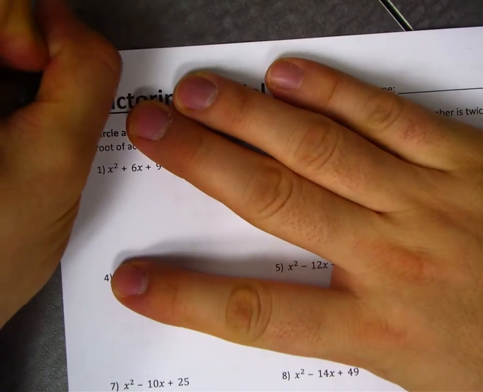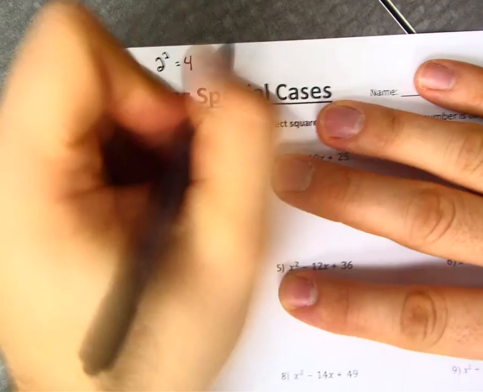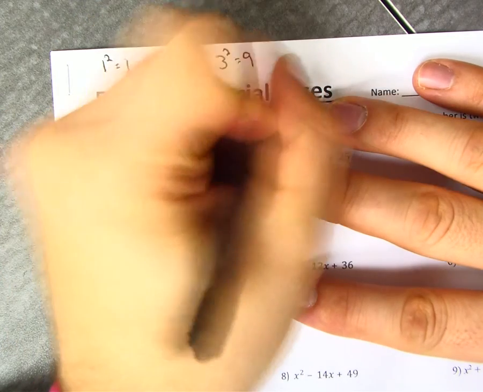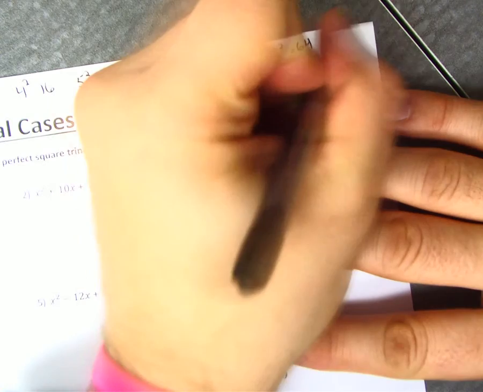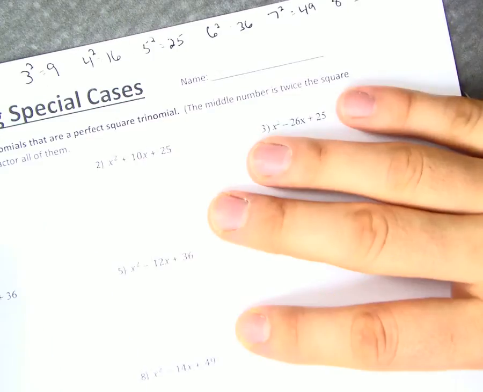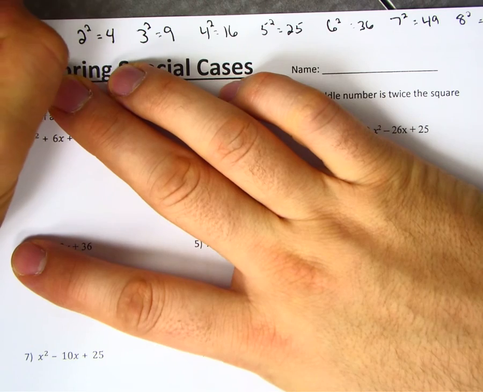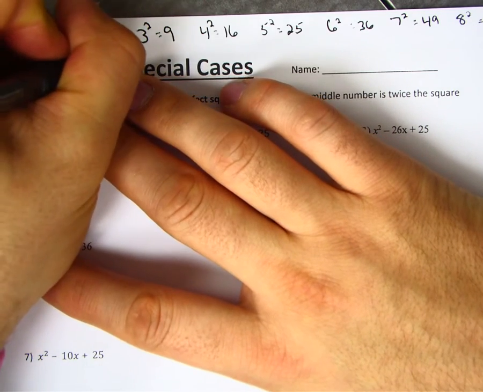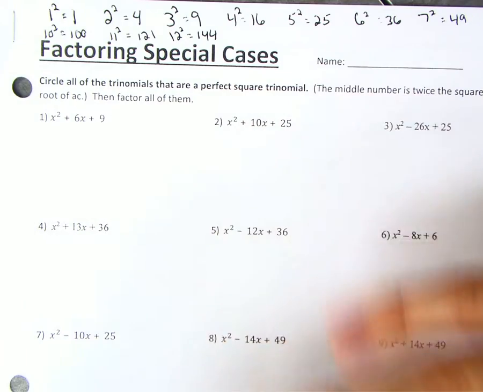Alright? So 1 squared is 1, 2 squared is 4, 3 squared is 9, 4 squared is 16, 5 squared is 25, 6 squared is 36, 7 squared is 49, 8 squared is 64, 9 squared is 81. And let's just do a couple more. 10 squared is 100. 11 squared is 121. 12 squared is 144. So those are most of the ones that you'll need to know.